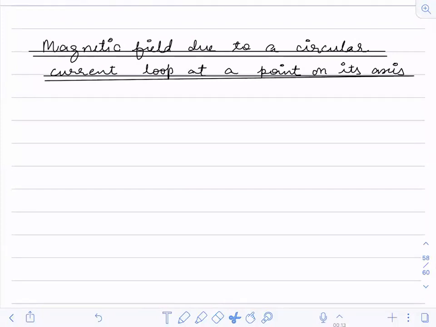The magnetic field due to a circular current loop at a point on its axis. Similar to this, you have studied in electric field also, so this is not new to you. Electric field due to a circular charged loop at a point on its axis. You have already studied this, if you can recall it. Have you studied this or not?